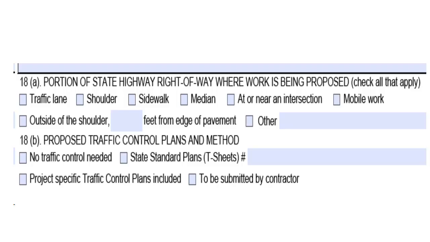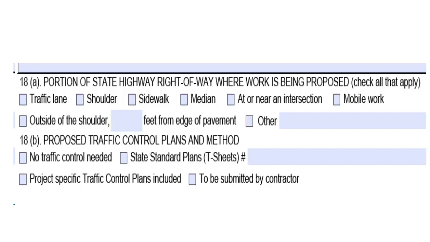Question 18 describes where on the highway you will be working and asks for documentation on how you plan to ensure all highway users move through your project area safely with as little inconvenience or delay as possible, and in a way that conforms to the Americans with Disabilities Act guidelines.